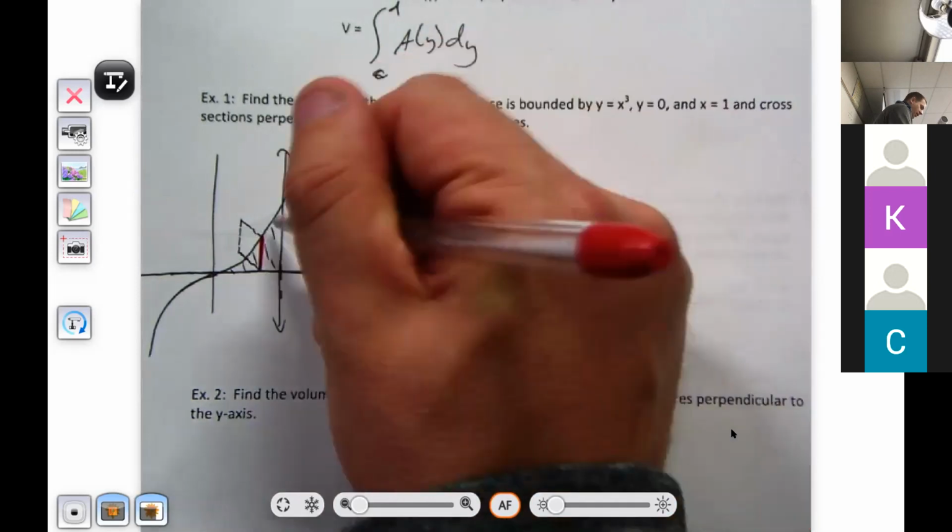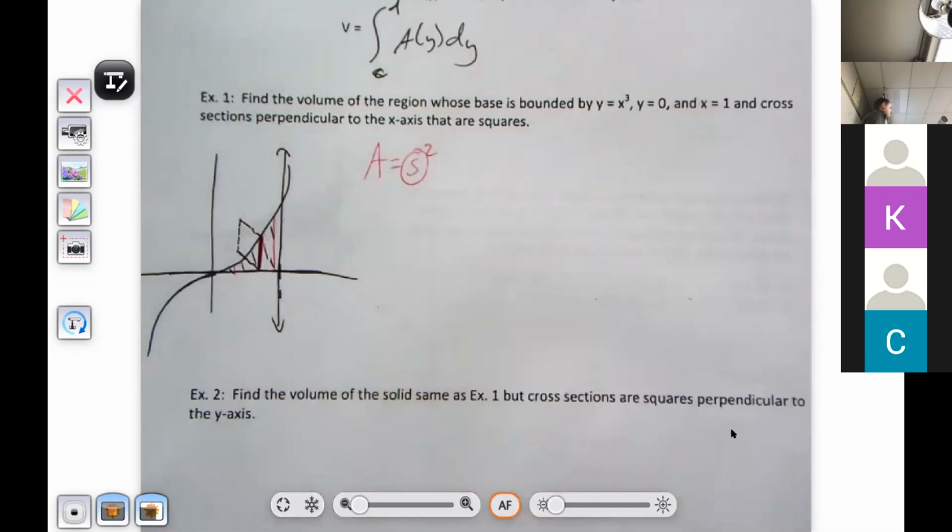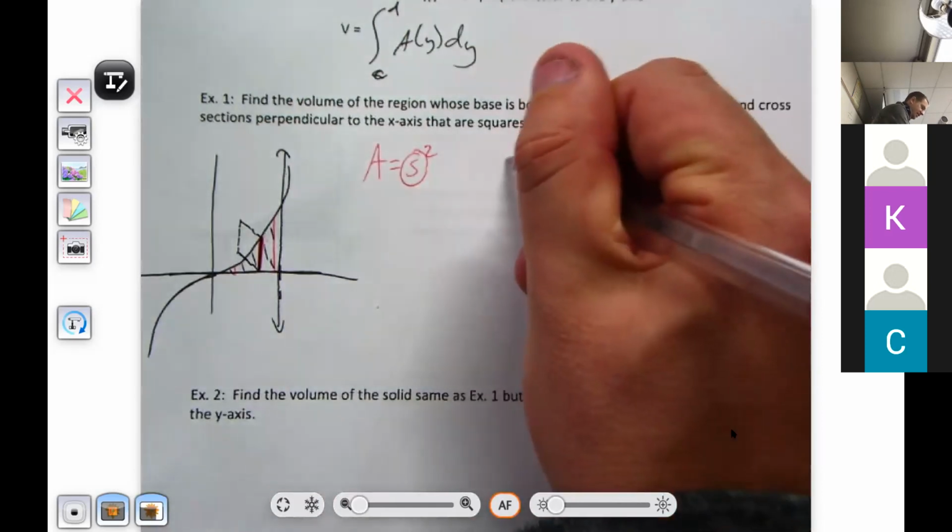No matter where I draw it, I could draw it here or here. How long is that red bar? It's x cubed. It's the function. So the side is the function. So then my next step is I do this.